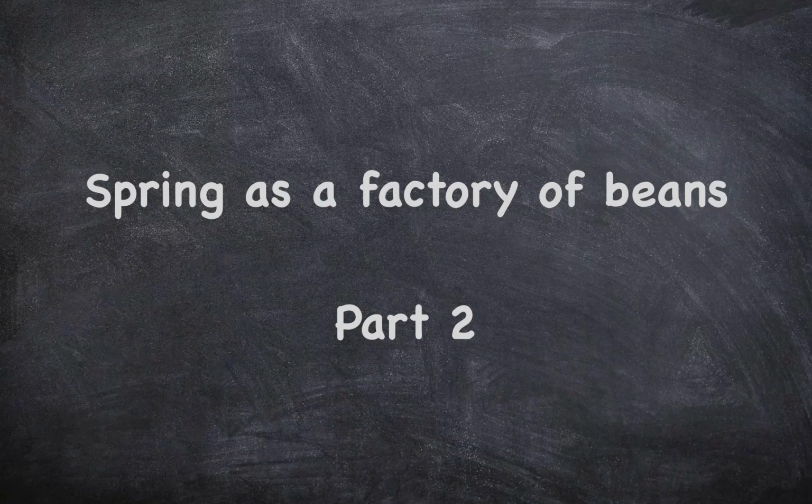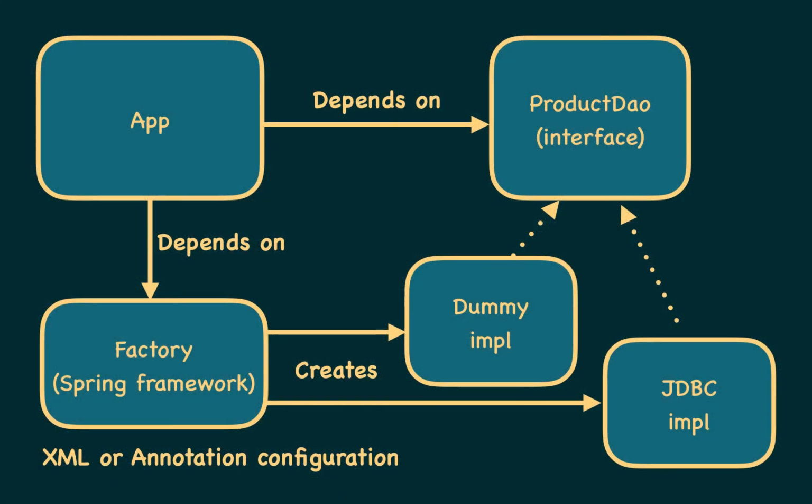So I'm going to create an interface called ProductDAO and two implementations of the same, called DummyProductDAO as well as JDBCProductDAO. For this demonstration, we're going to use annotation based configuration for Spring Container, and then we're going to write a public static void main program to test out everything.